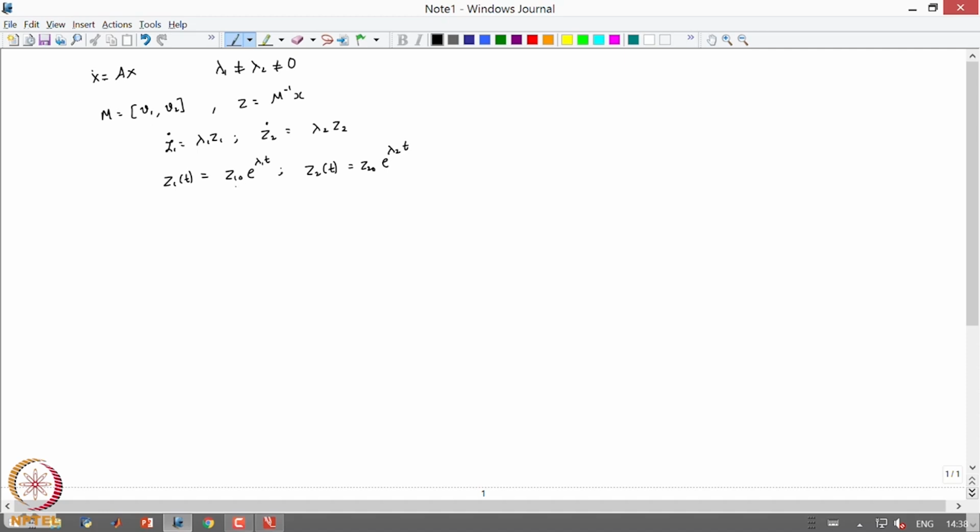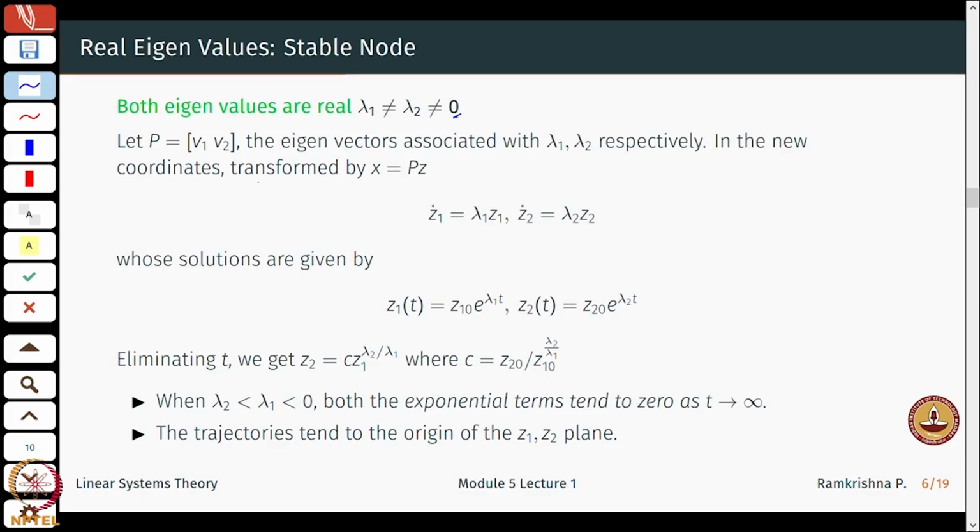Now, depending on the values of lambda, whether they are greater or less than 0, these solutions will either increase exponentially or will decrease exponentially and tend to the origin. So, back to here. This is what we have now, right. The solutions in the diagonal form are just given by this. Now, I can just eliminate t to write my equations of this form. This is a little straightforward to check also.